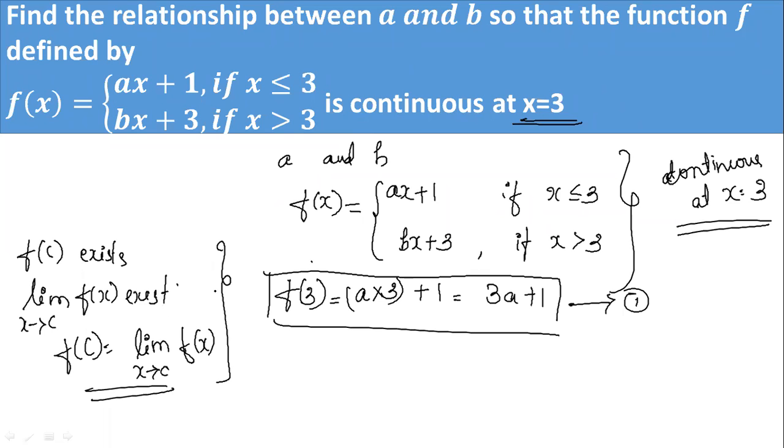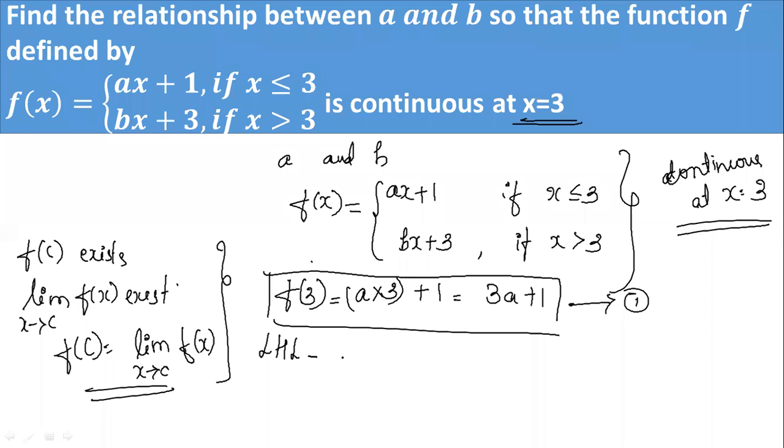But do we have to go for left hand limit and right hand limit over here? Yes. Because for x less than 3 the function is different, and for x greater than 3 the function is different. So you have to find the left hand limit and the right hand limit. Since we know that the limit exists, the left hand limit should be equal to the right hand limit. We will see whether we can get some relationship between a and b.